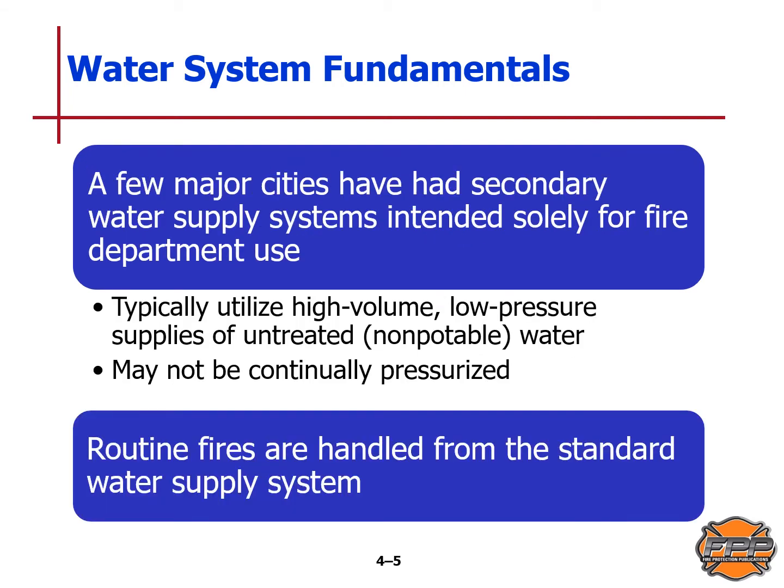There are a few major cities that have secondary water supply systems that are intended solely for fire department use, and typically they utilize high volume, low pressure supplies of untreated or non-potable water that can be used during large-scale firefighting operations. It may not be continually pressurized. The authority operating the system must be notified to pressurize the system when it is needed.